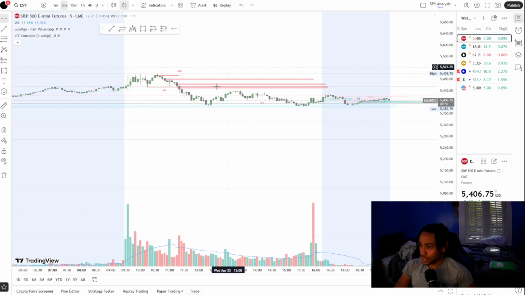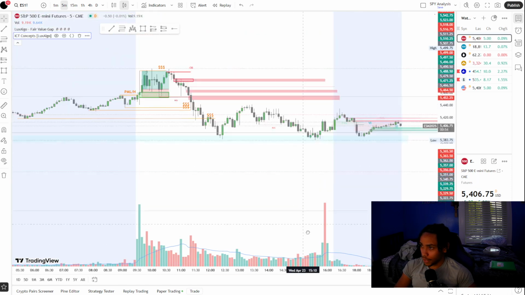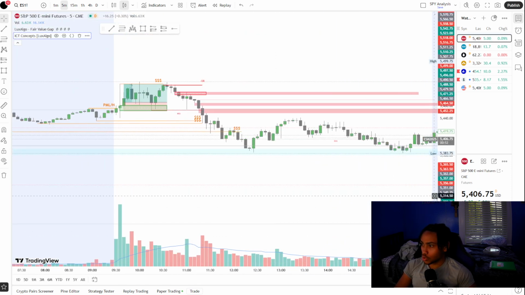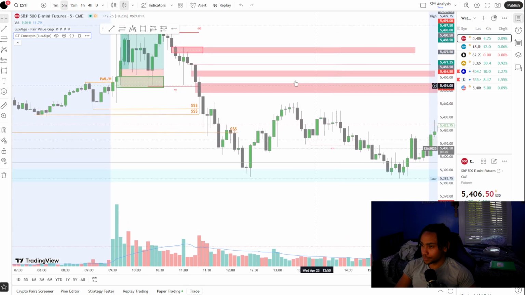So yeah, guys, this is a pretty fire trade setup right here. You could have even taken the shorts a couple times, I'm pretty sure. Look at this right here. Let's look at this right here. Oh, I thought this was a fair value gap.